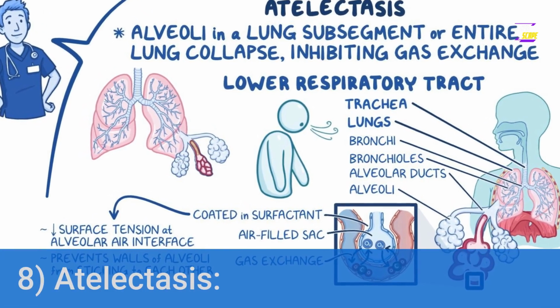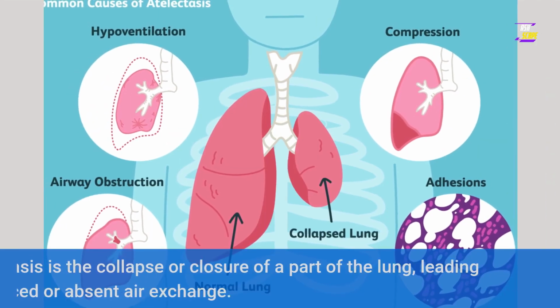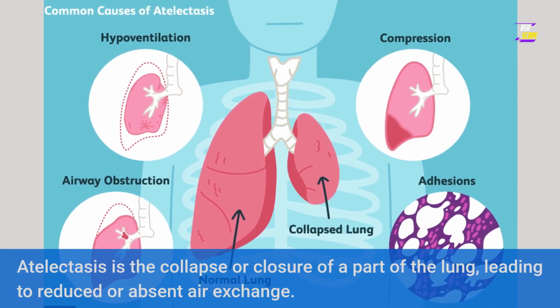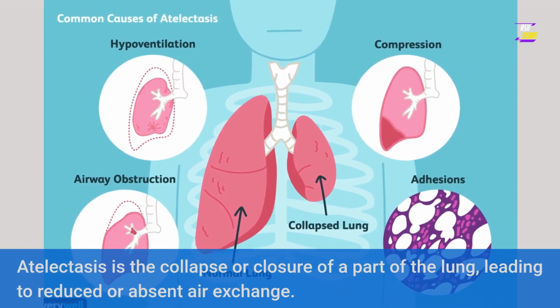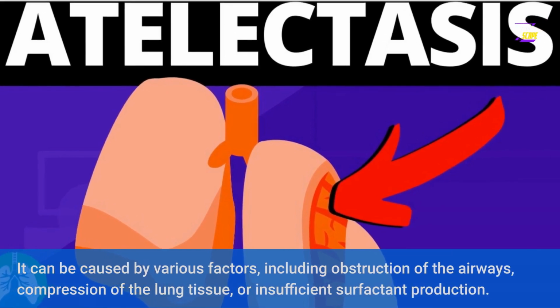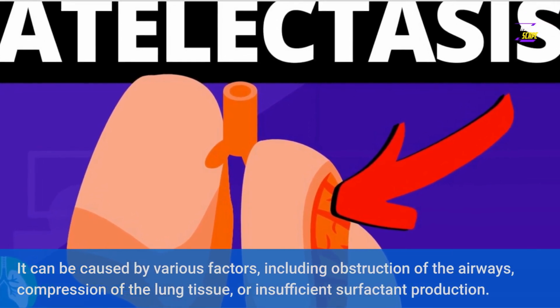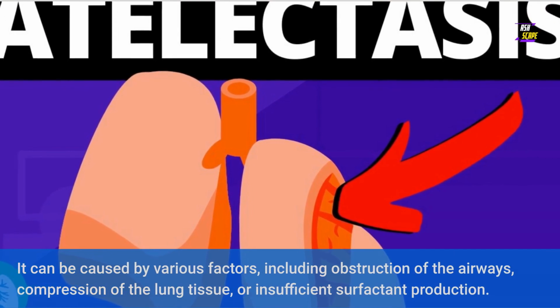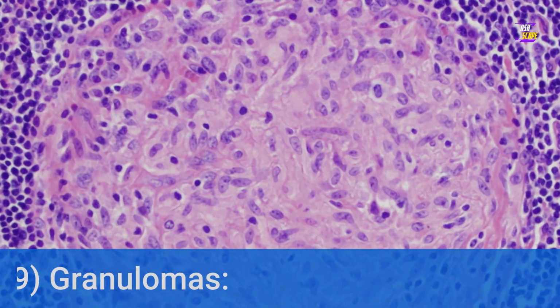8. Atelectasis. Atelectasis is the collapse or closure of a part of the lung, leading to reduced or absent air exchange. It can be caused by various factors, including obstruction of the airways, compression of the lung tissue, or insufficient surfactant production.